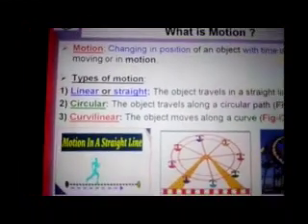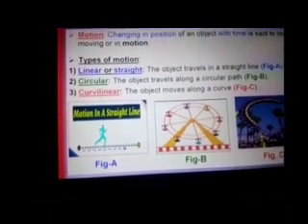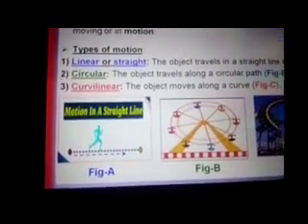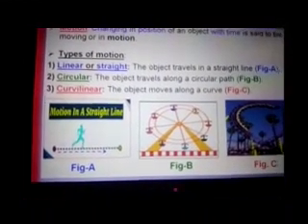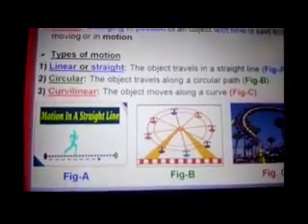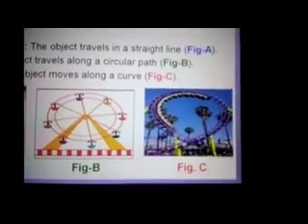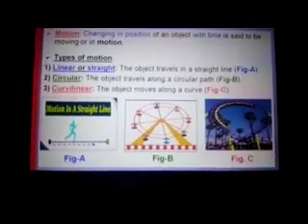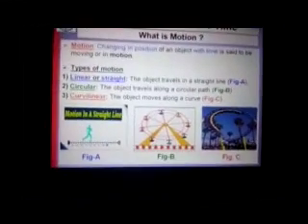What is the meaning of linear motion? In the first example, a person runs on a straight road, then it is called linear motion or straight line motion. In the second example, an object travels in a circular path, then it is called circular motion. In the third one, an object travels in a curved path, then it is said to be curvilinear motion. Linear, circular, curvilinear: these are called types of motion.